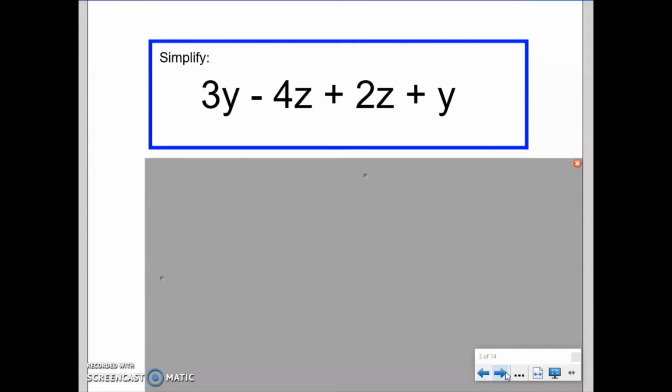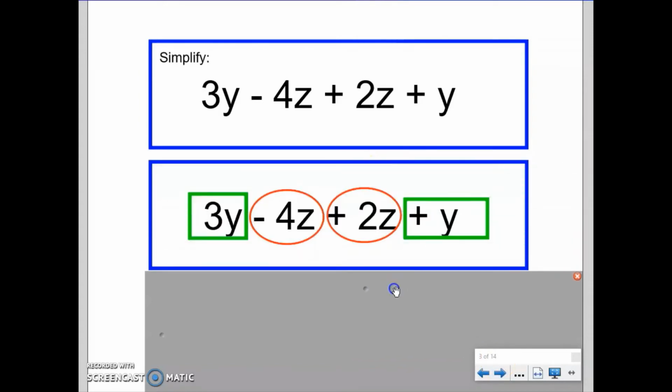Here's another example: 3y minus 4z plus 2z plus y. So again, I'm going to highlight the similar terms. There we go. So this time, even though we're in a different order, the method's exactly the same. I've put a green box around my y's to be left with 3y plus 1y. That's going to give me 4y's. And for my z's, I've put a red circle around my z's. And again, this is helpful because it's showing me that I'm starting on negative 4z. I'm already into my negative numbers.